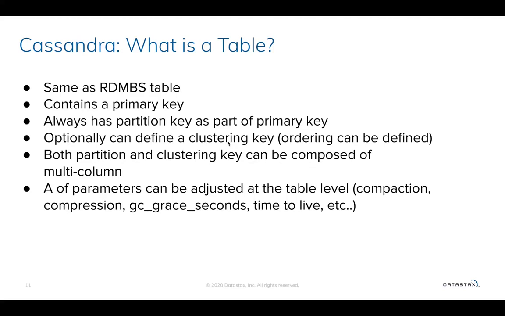Both the partition key and the clustering key make up the primary key, but the clustering key defines the ordering, whether you want ascending or descending. Again, just to reiterate, both partition key and clustering key can be composed of multiple columns. Some of the parameters that can be adjusted at the table level are compression, GC grace seconds, and time to live. These are some subsettings within the table. You can read about them depending on the different types of strategies you may want to employ table by table, and we have great documentation on our website around this.